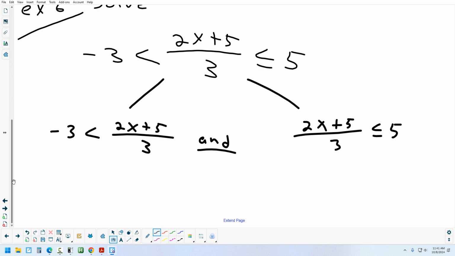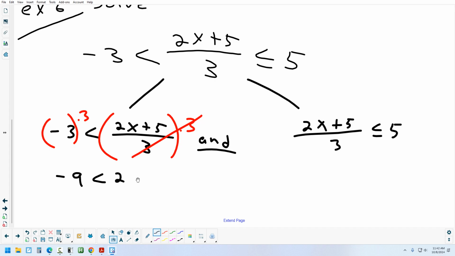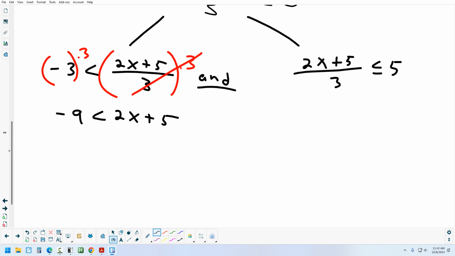Okay. What would I do first on both sides of that inequality? Yep. Multiply by 3. So first thing we're going to do is times 3, times 3. That's going to cancel those 3's out. Okay. Now, I had a negative 3 on the left. Do I need to flip the inequality? Ariel, what do you think? No. I didn't multiply by a negative. I multiplied by positive 3. So no flip. Negative 9 is less than 2x plus 5. Okay. What would be my next step?